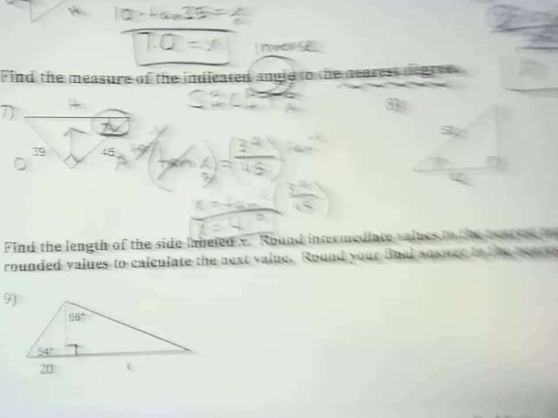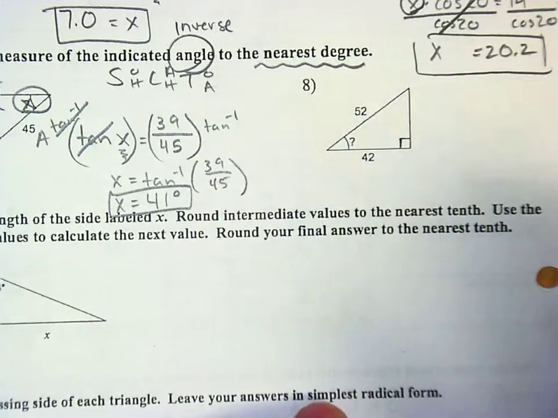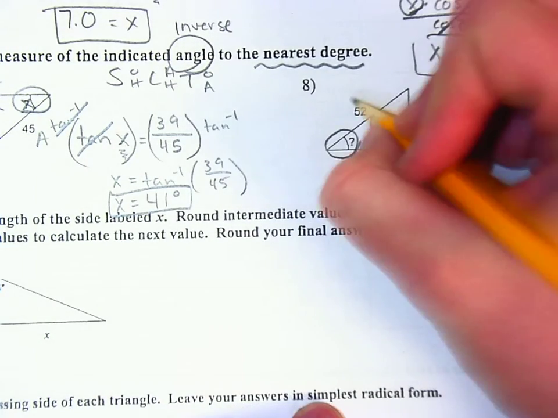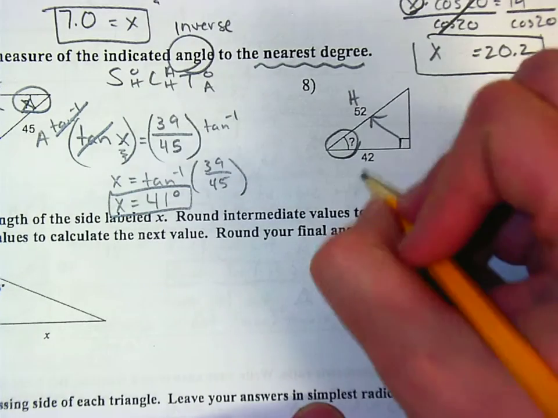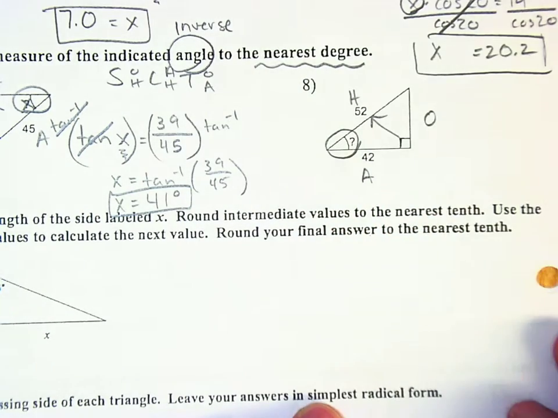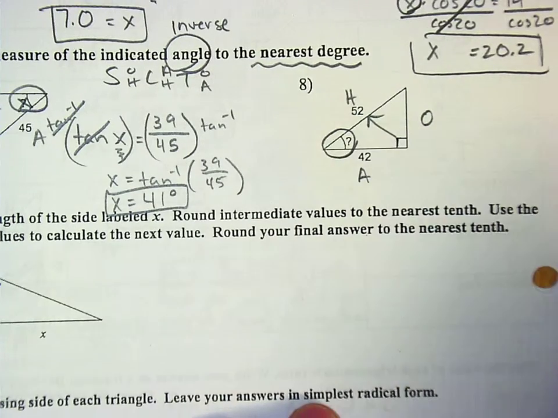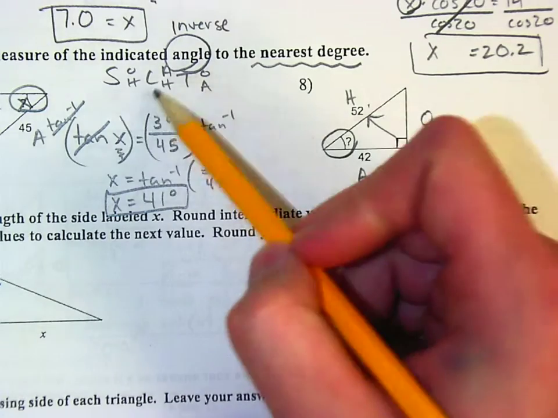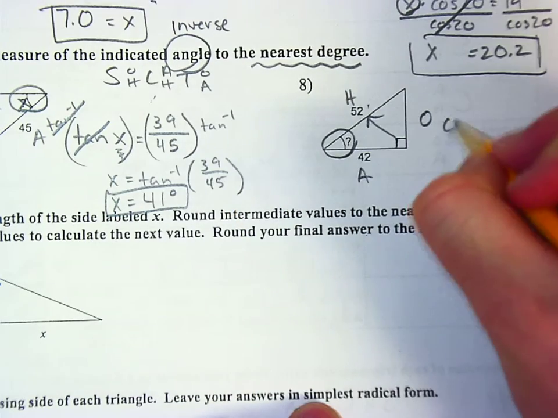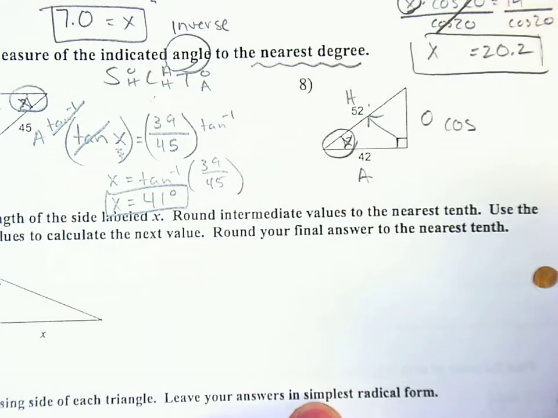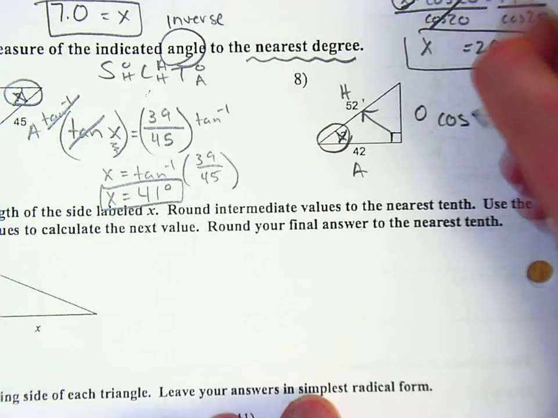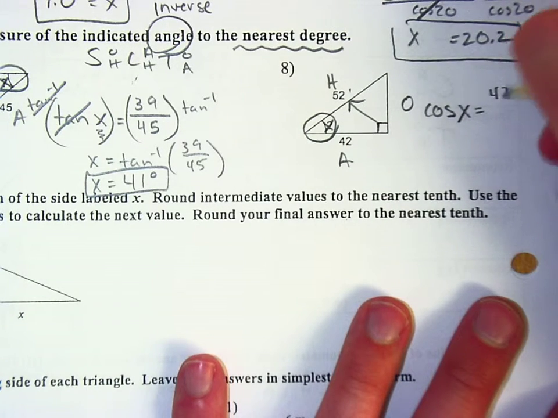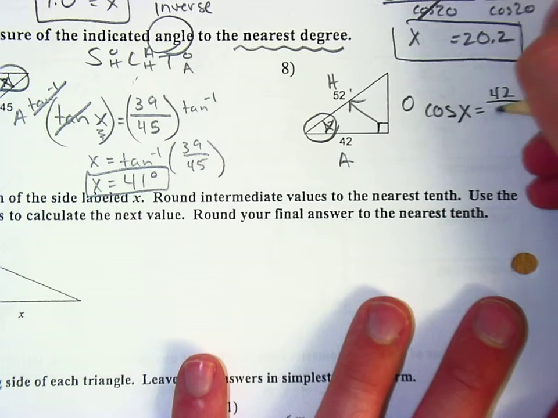And now if we look at number 8, we're dealing with much the same thing. We're missing this angle. We've circled it. We're going to find our hypotenuse. Here's our adjacent, and here's our opposite. So we see that we have A and H. Those are the values that they gave us. So we're going to use cosine. Well, the cosine of our missing angle, again, I'm going to name it x this time, is adjacent 42 over hypotenuse 52.